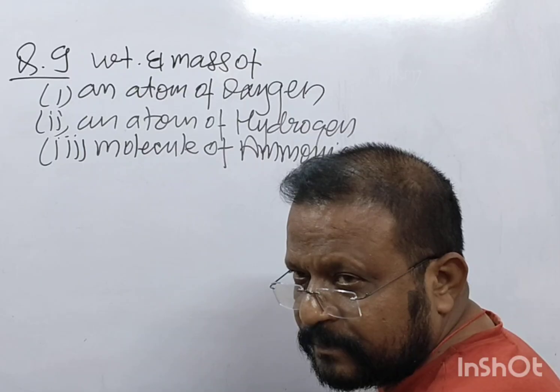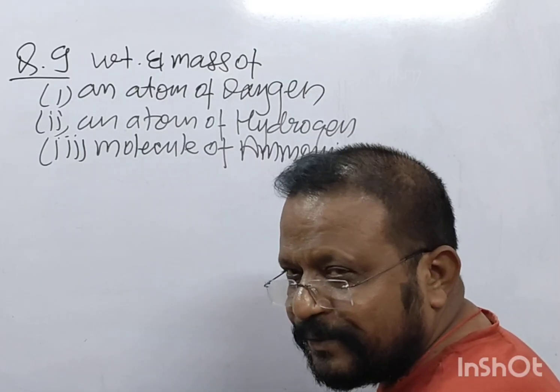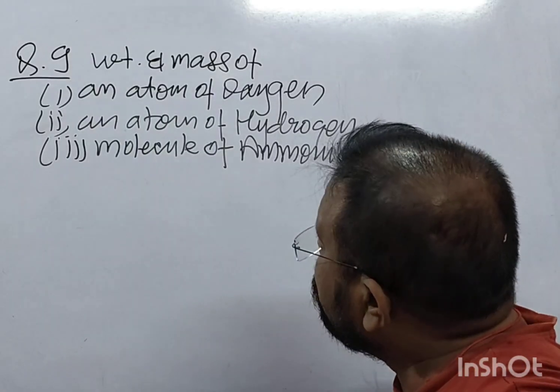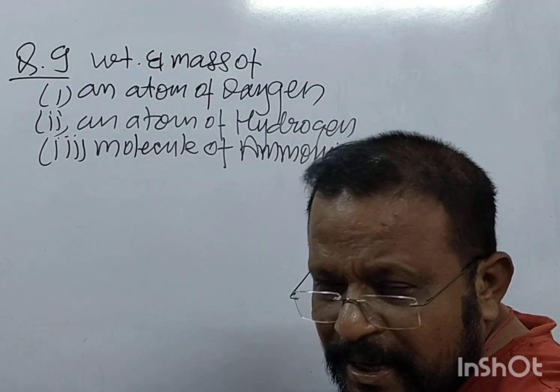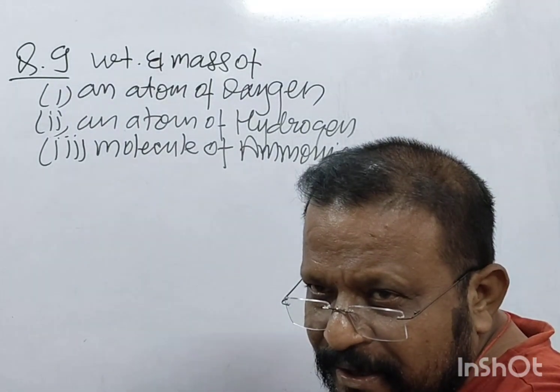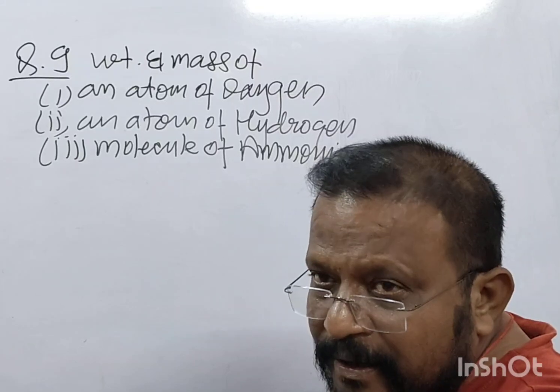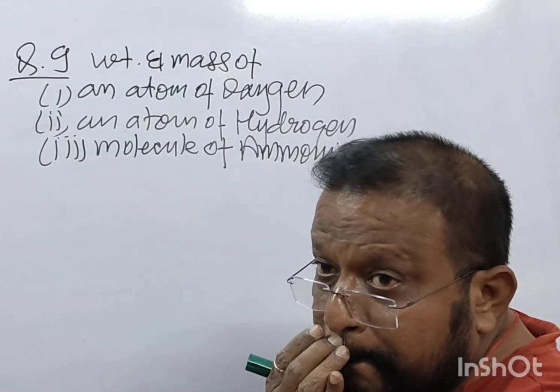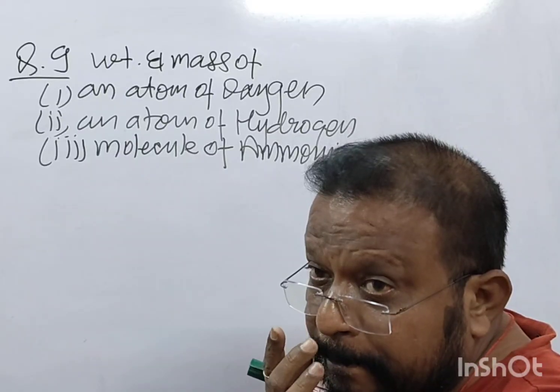2.657 into 10 to the power minus 23. I know that. So weight and mass is written there. Next, calculate. What do we have to calculate? Weight and mass.